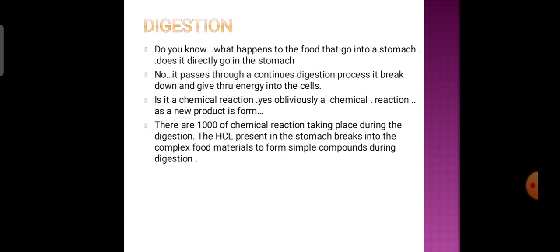Digestion. Do you know what happens to the food that goes into the stomach? Does it directly go into the stomach? No, not at all. It passes through a continuous digestion process. It breaks down and gives us energy in the cells. Is it a chemical reaction or physical? Obviously, it is a chemical reaction, as a new product is formed. There are thousands of chemical reactions taking place during digestion. The HCl present in the stomach breaks complex food materials into simple compounds during digestion.